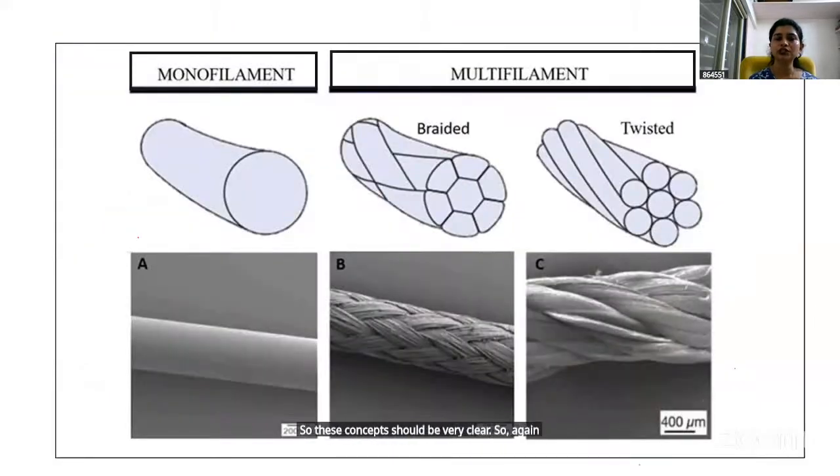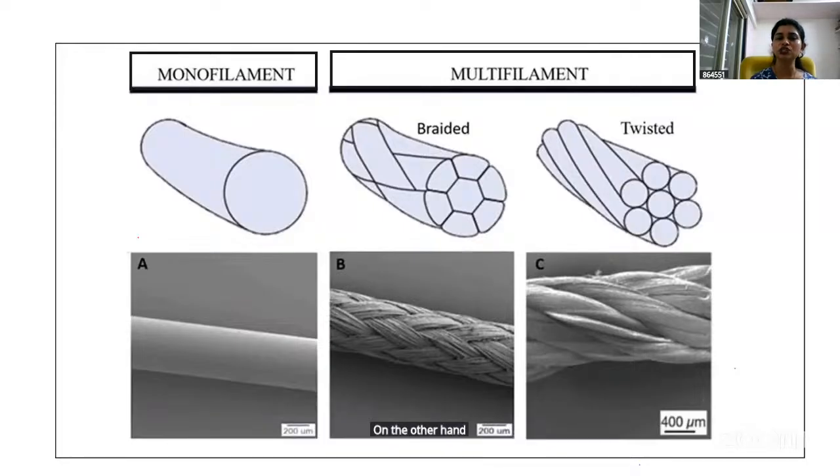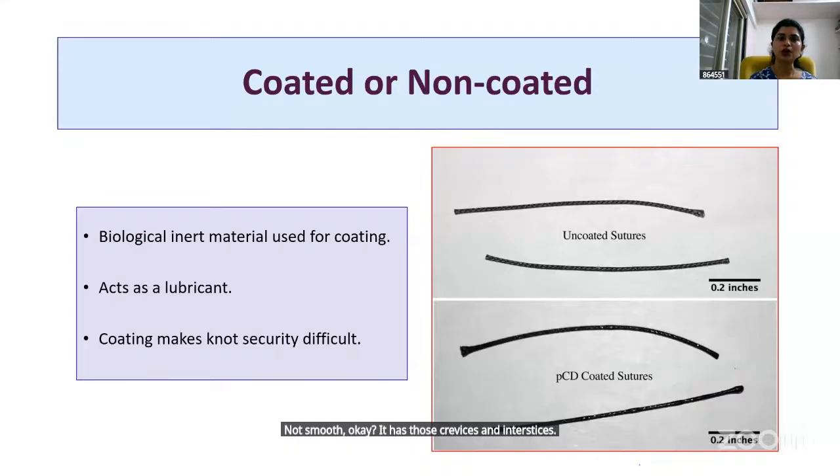So again, I've included this diagram where a clear difference between monofilament and multifilament sutures is there. You can see the surface of the monofilament sutures, which is absolutely smooth, right? On the other hand, for multifilament sutures, be it braided or be it twisted, it is not smooth, okay? It has those crevices and interstices. I hope this point is clear.